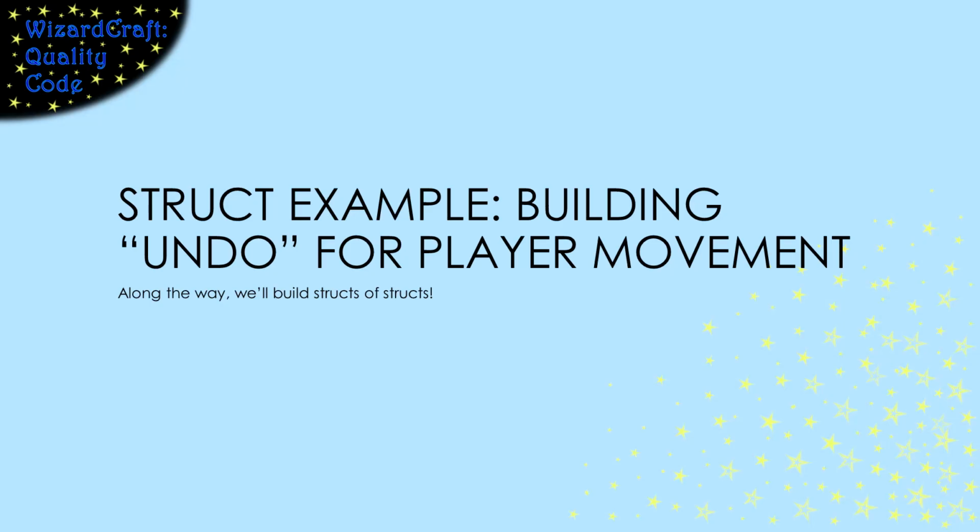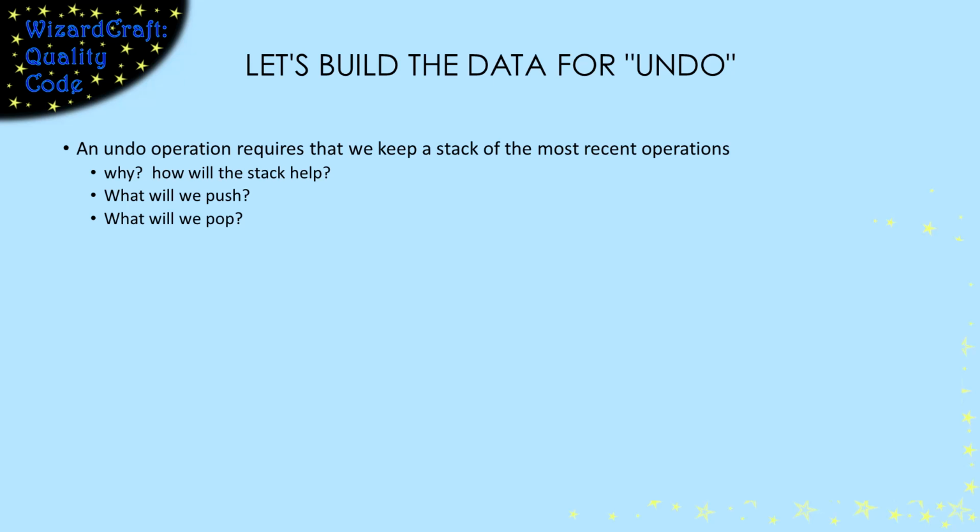One more example of structs. Let's extend our player struct so that we can build undo for player movements. Undo is a great place to use a stack because the action we want to undo is the most recent action, and undo goes backwards in time from there. So we need a stack that can hold movements.